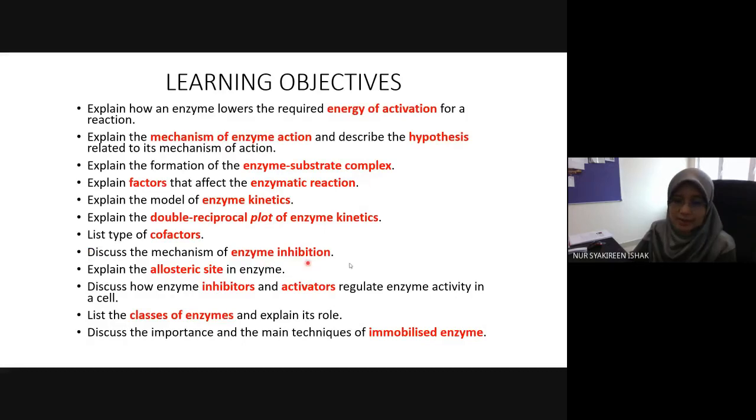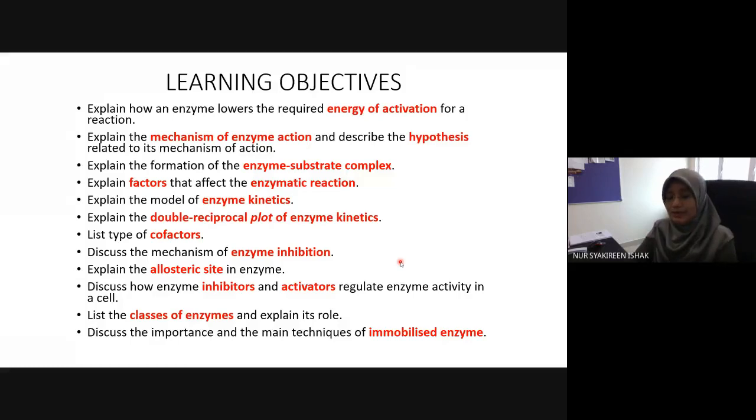And then the next one is to discuss the mechanism of enzyme inhibition. As I said, you can classify inhibitors based on where they bind. If the inhibitor binds to the active site of the enzyme, we call it a competitive inhibitor. Why do we call it a competitive inhibitor? Because the inhibitor will compete with the substrate to bind to the active site. So if you have a competitive inhibitor in the reaction, the inhibitor will compete with the substrate to bind to the active site.